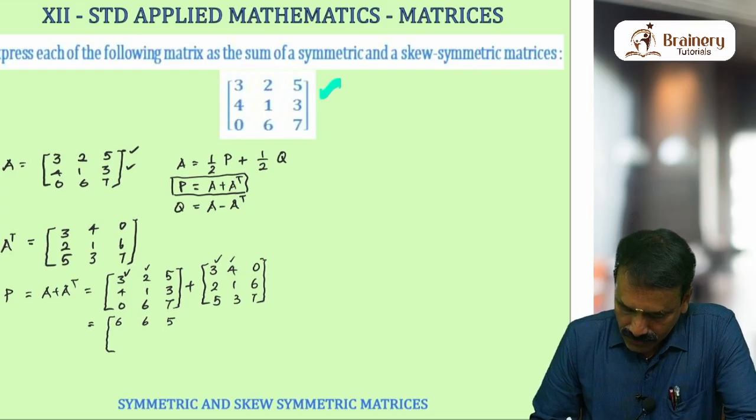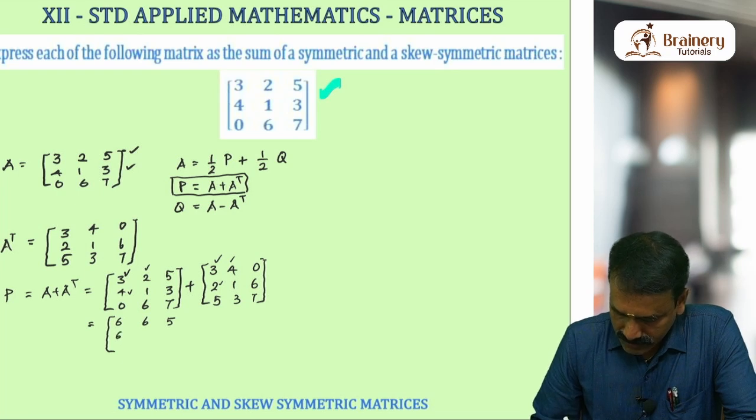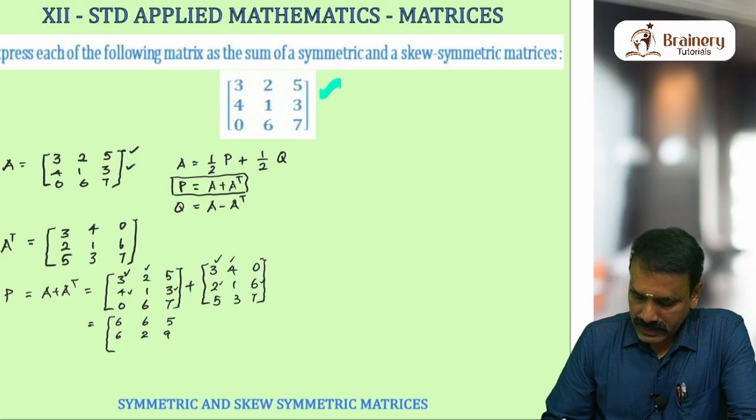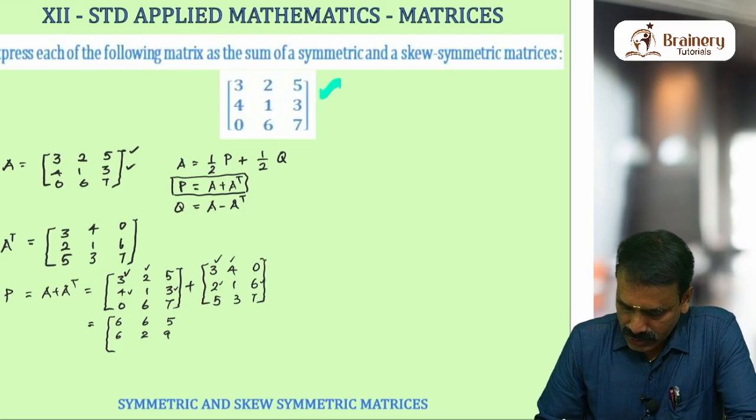Next, second row first column, 4 added with the 2. 4 plus 2, again 6. 1 plus 1, 2. Second row third element, 3, added with the corresponding element 6. So 9. Then 0 plus 5 is going to be 5. 6 plus 3 going to be 9. 7 plus 7 going to be equal to 14.